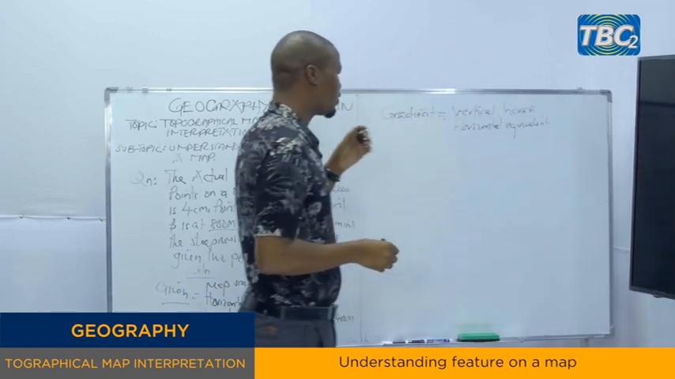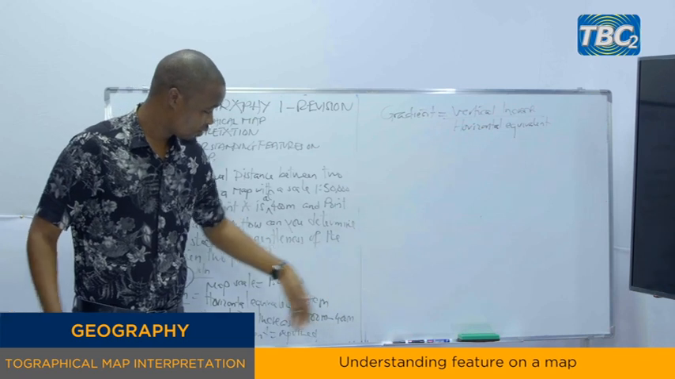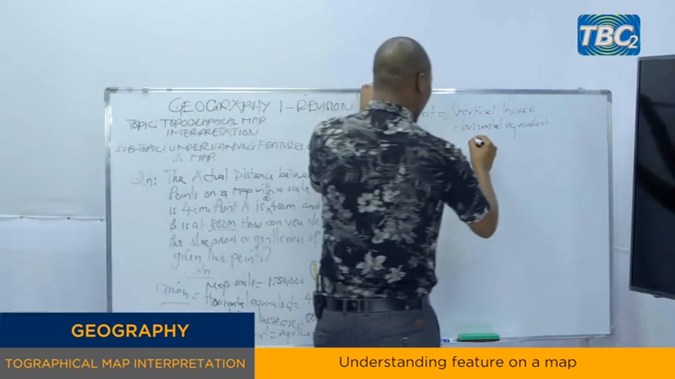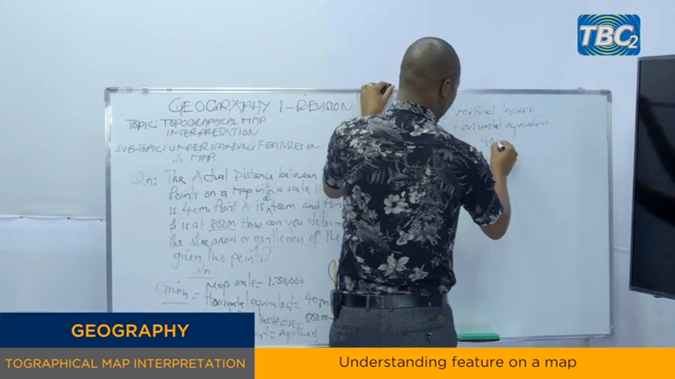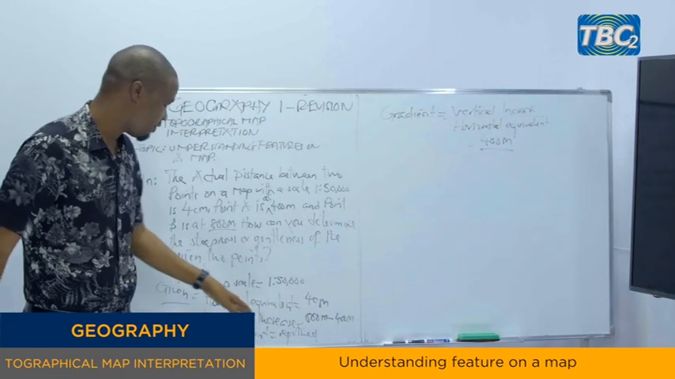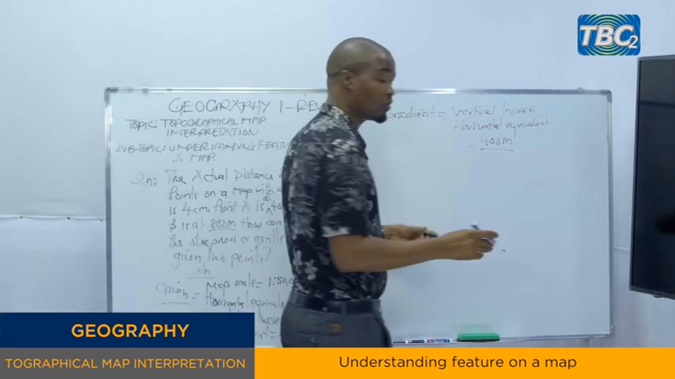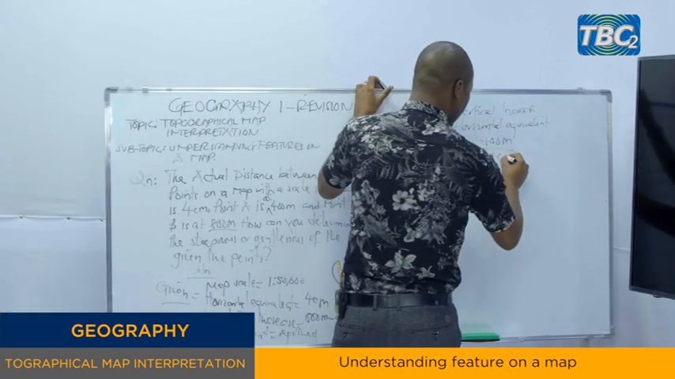So from there, vertical increase is how much? It means we take highest contour minus the lowest contour, which is equal to 400 meter. This one, 400 meter. Horizontal equivalent we have here. The horizontal equivalent is 4 centimeters, the actual distance between the 2 points on the map, which is 4 centimeters.